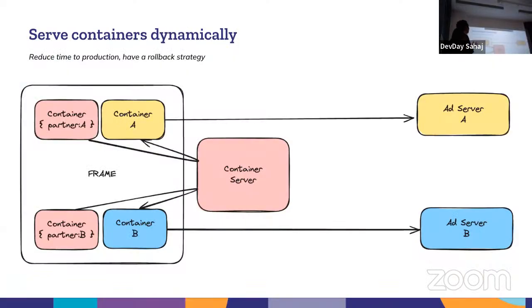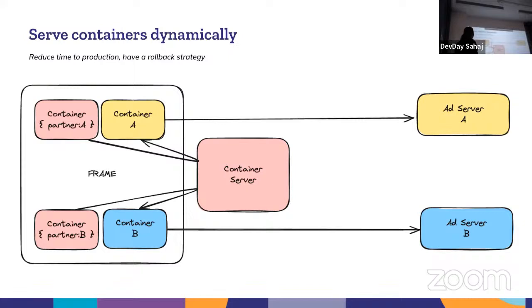So the first thing we want to do is we want to serve the containers dynamically. So what that means is instead of us telling the scheduling team, hey, this is the container you need to put there, we need to start taking control over what container goes to which frame at what time. We can do this because the frames are loading the creative every time. So somehow, if we can get an API call to be made to get what the container should be playing, then we can probably do that.